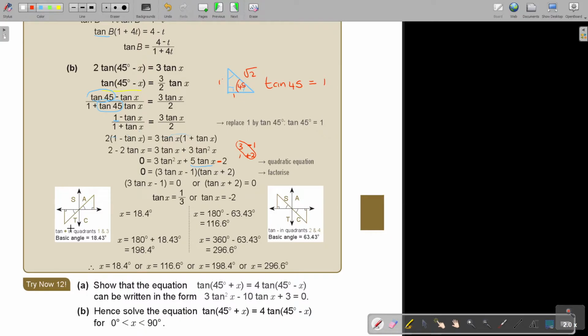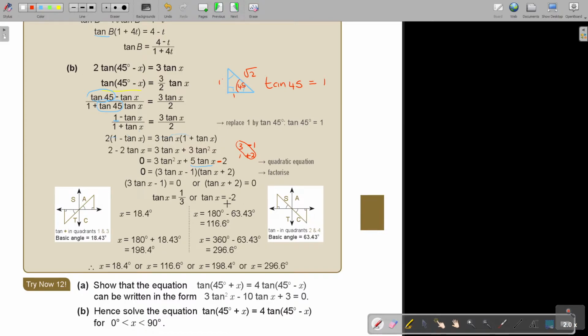Okay, so I get my basic angle from the third, and remember, 2 decimal places, so it's 18.43. And where is tan positive? It's in the first and it's in the third. And then it's this first one, correct to 1 decimal place. And for the third quadrant, add, because it's 180 plus, and then simplify to 1 decimal place.